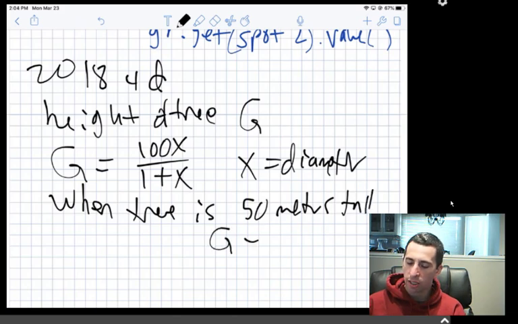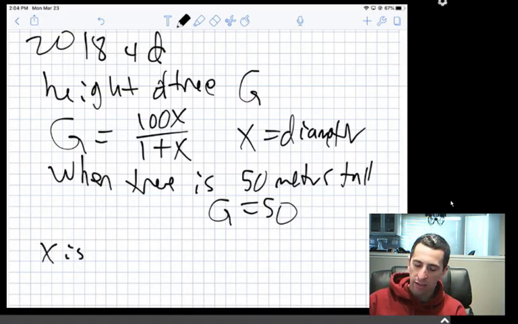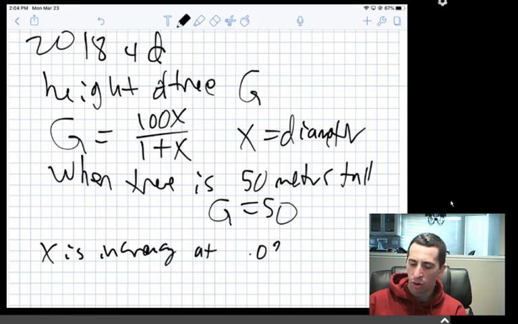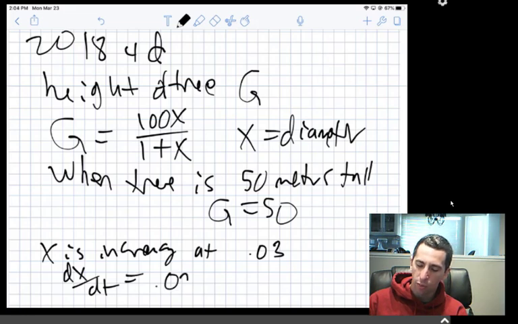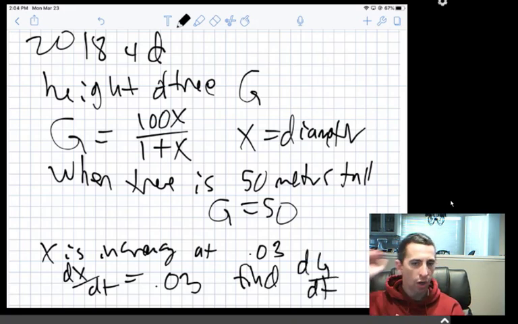When the tree is 50 meters tall, so when G is equal to 50, the diameter of the base, which is x, is increasing at a rate of 0.03. So that's saying dx/dt is 0.03. And according to this model, what is the rate of change of the height of the tree? So it asks me to find the rate of change of the height. So that's dg/dt.